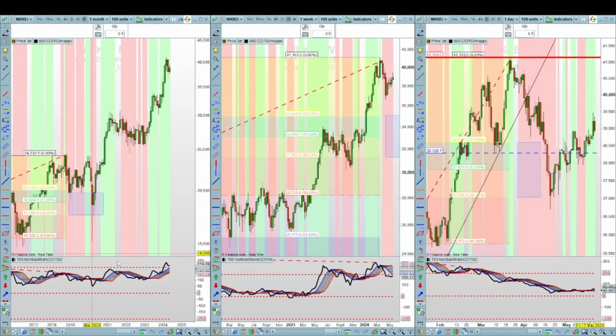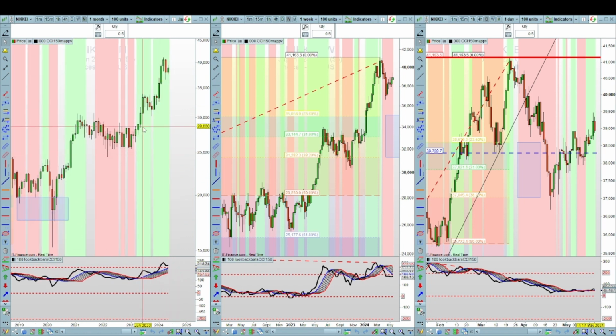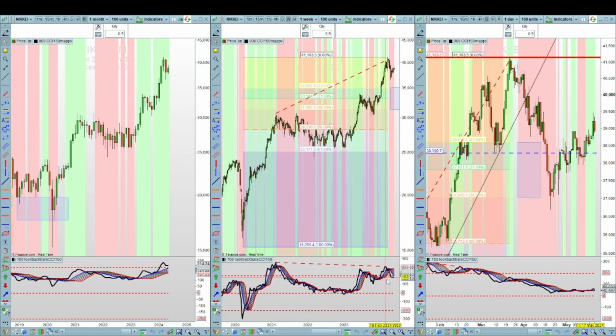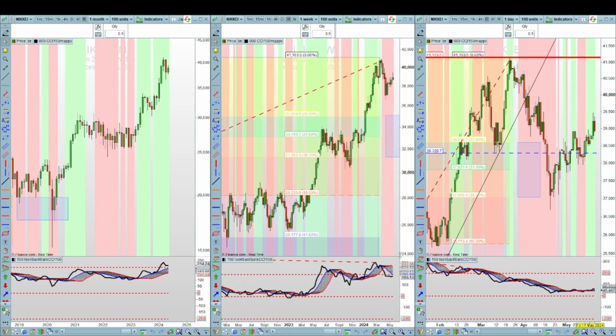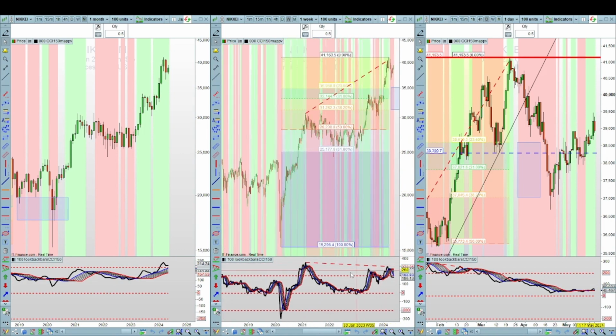Next, we look at the Japanese Nikkei. On the monthly, it's bullish, above the CCI band. On the weekly, it's bearish. You can see there it's broken below the moving average band. Also, we've got this bearish divergence: lower highs versus higher highs on the price.